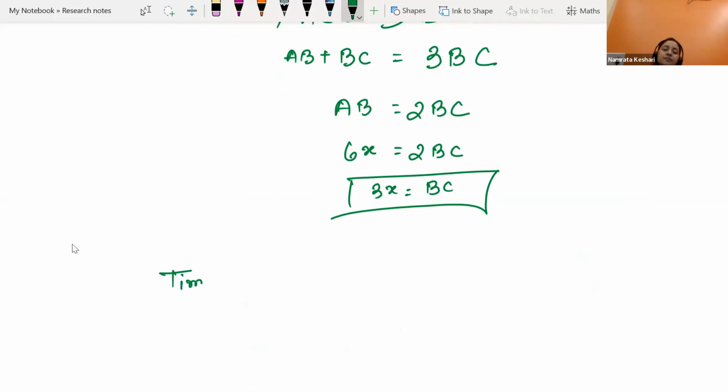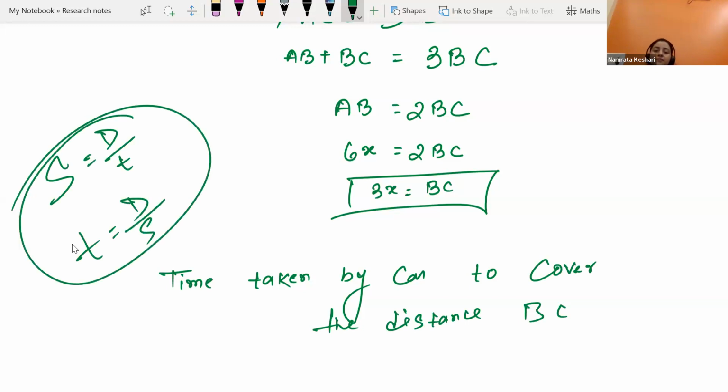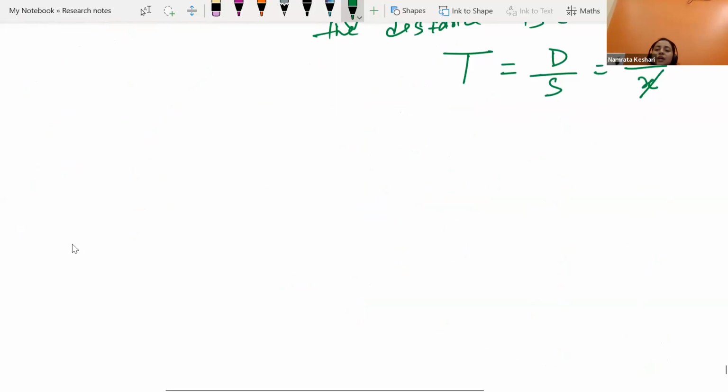So the time taken by the car to cover the distance BC. Speed is equal to distance by time. Time is equal to distance by speed, right? Yes, ma'am. Time is distance by speed. Distance is 3x and speed we have taken as x. Can you see we are getting the final answer? Time is equal to 3 seconds. Can you see it?